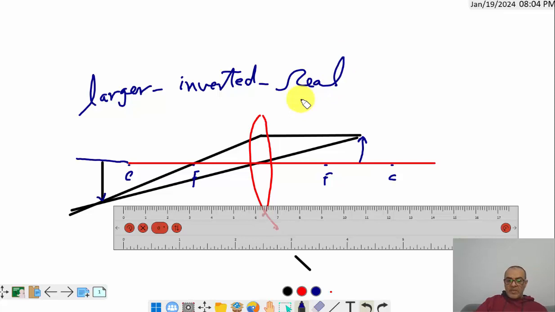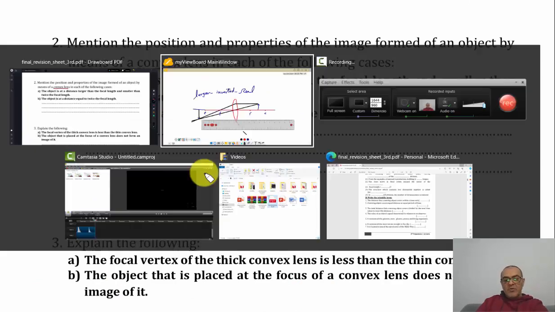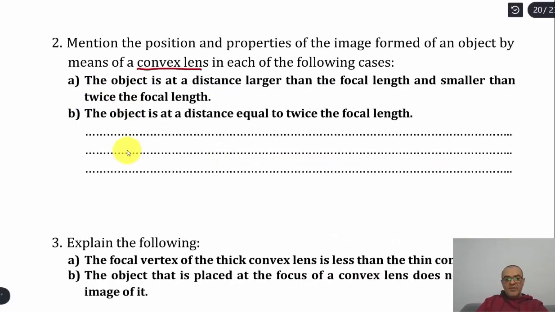Let's go to the second one. The object equals twice the focal length. We said it before, like the first question.